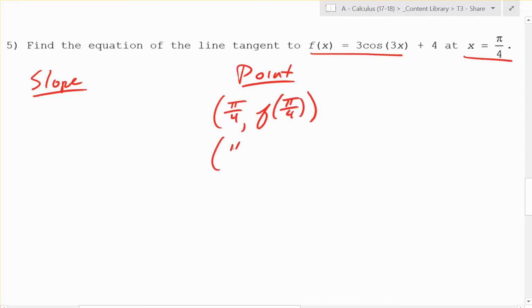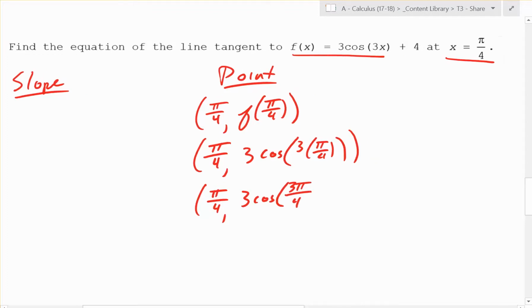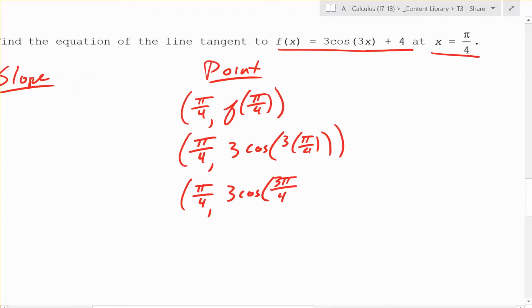So when you do that, the pi over 4 is still there for x. And then you have 3 cosine of 3 times pi over 4. You're trying to find out what that y coordinate is. You need to go further. So it's cosine of 3 pi over 4. Oh, sorry, there's a plus 4 right there. Excuse me. So this right here is plus 4.